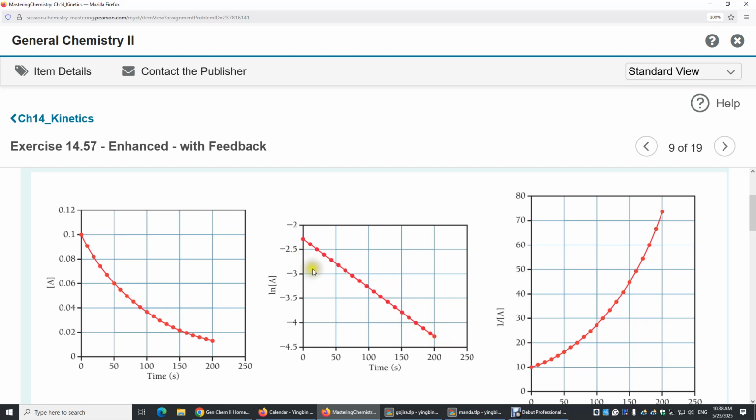Very simple. You can look at the change here from negative 2.3 to negative 4.3. So the difference is negative 2, divided by 200. So the slope is negative 2 divided by 200. It's negative 0.01. And the rate constant is the negative of the slope, so we have 0.01 as the rate constant.